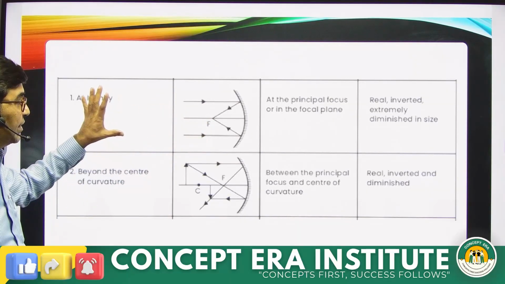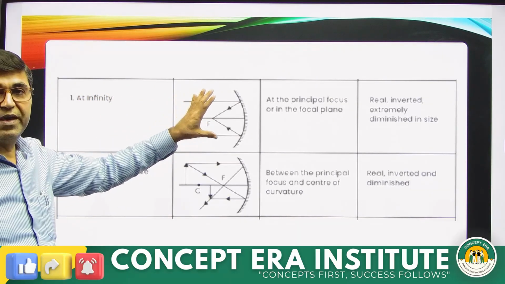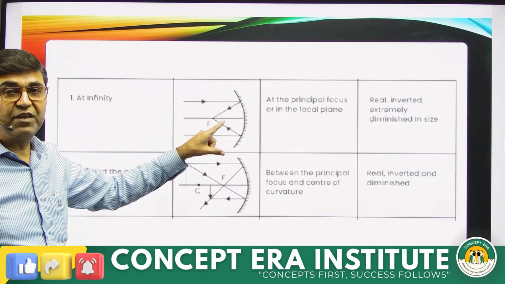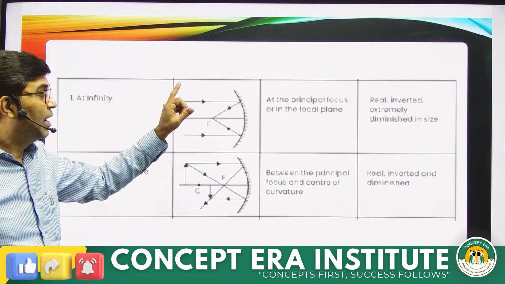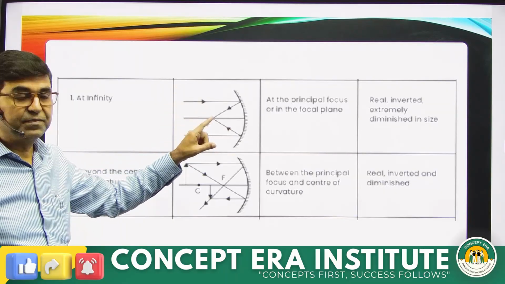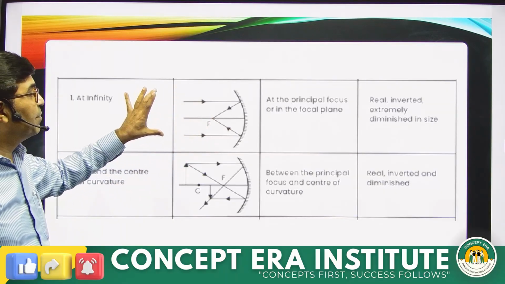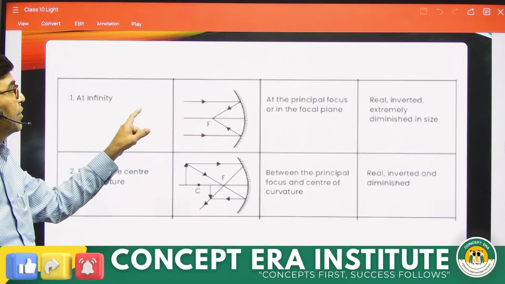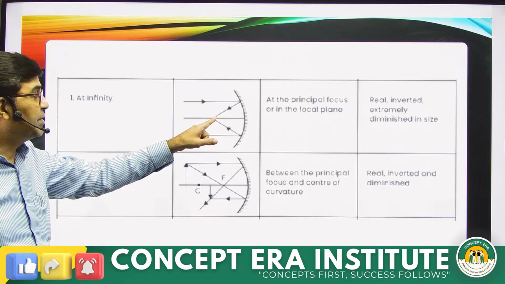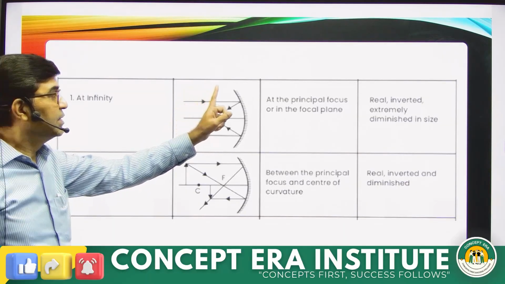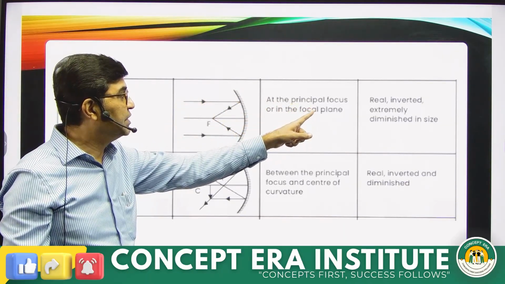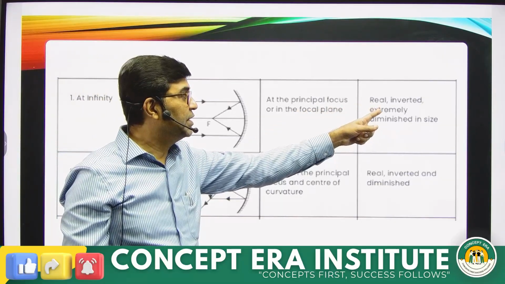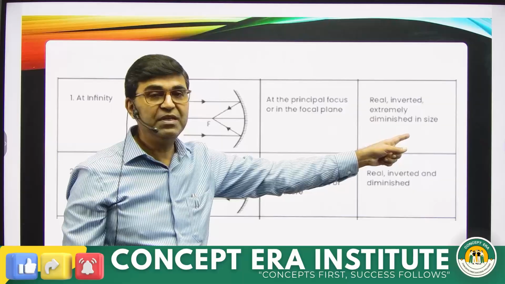Keep in mind that image is formed where the light rays actually meet after reflection from the mirror, or they appear to meet. In this case, the parallel beam of light is converging at a point F called focus, and the image will be formed at focus. The image will be formed at principal focus or the focal plane. The image will be real, inverted, and extremely diminished in size.